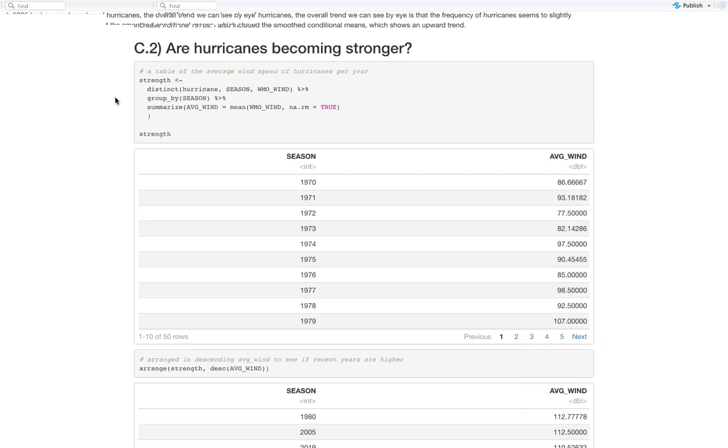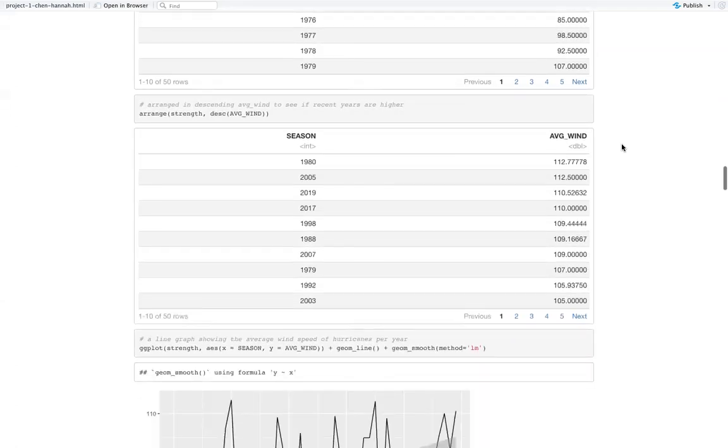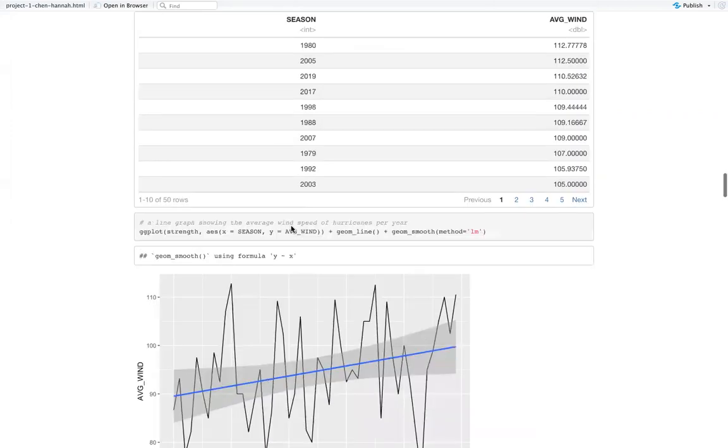And so for this problem, I am creating average wind speed of hurricanes per year, which I just do by grouping by season or year and then summarizing using mean. And then for my data analysis, I am arranging according to descending order the average wind speeds. This is just to get an approximate idea of which years have higher average wind speeds and which years have lower average wind speeds, just to see which ones are more recent.